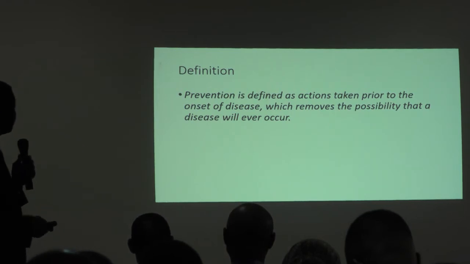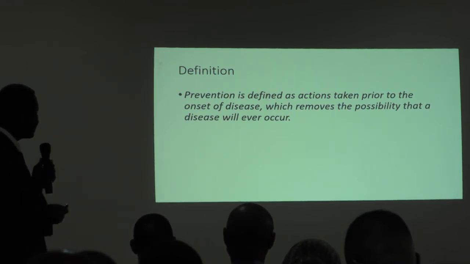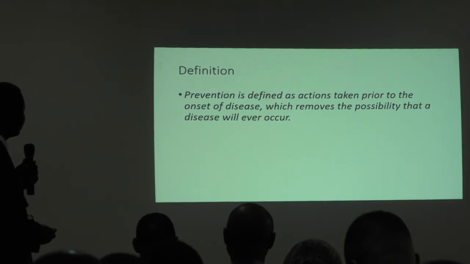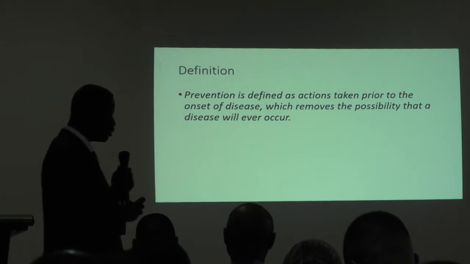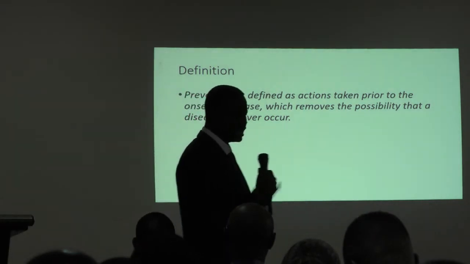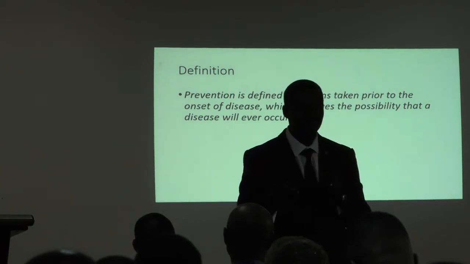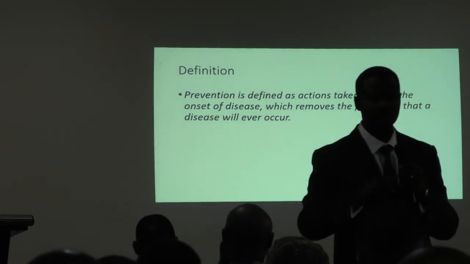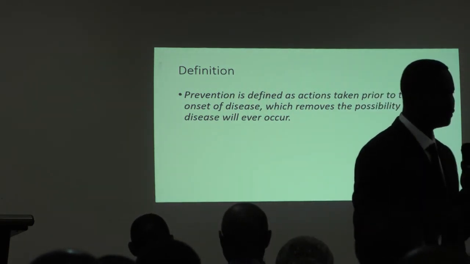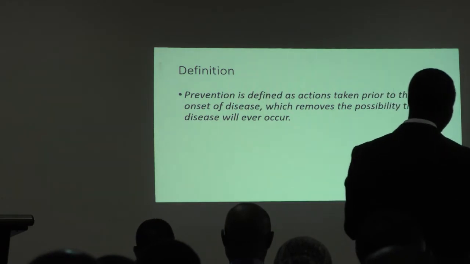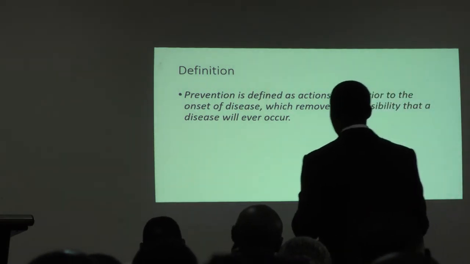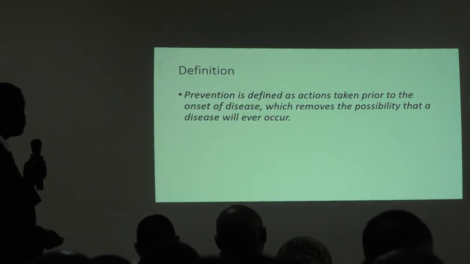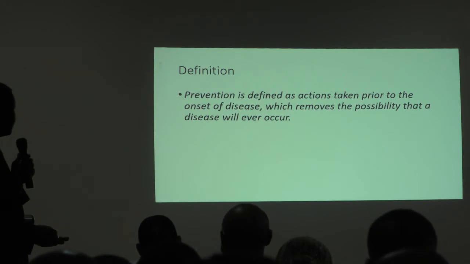So it's simply defined as action taken prior to onset of disease, which removes the possibility that a disease will occur. So we take an action. It could be a lifestyle modification, or it could be an intervention, which I said earlier, like using fissure sealant to seal those gutters in the teeth. In so doing, those teeth are not likely to develop cavities. So it is an action taken to prevent the formation of the disease, or to prevent the disease from progressing, or even from occurring. That is just a simple definition.